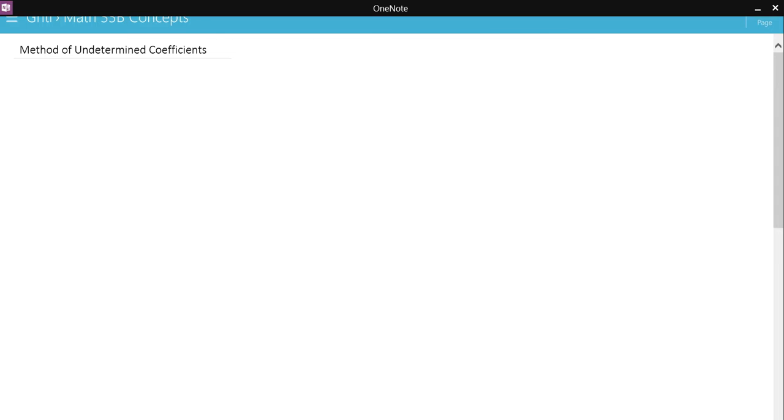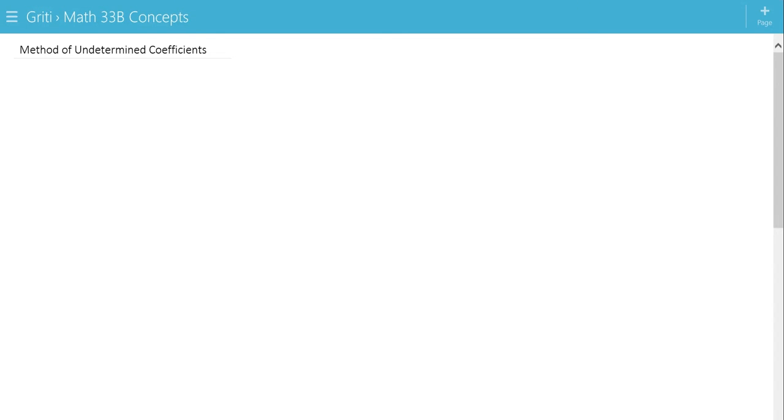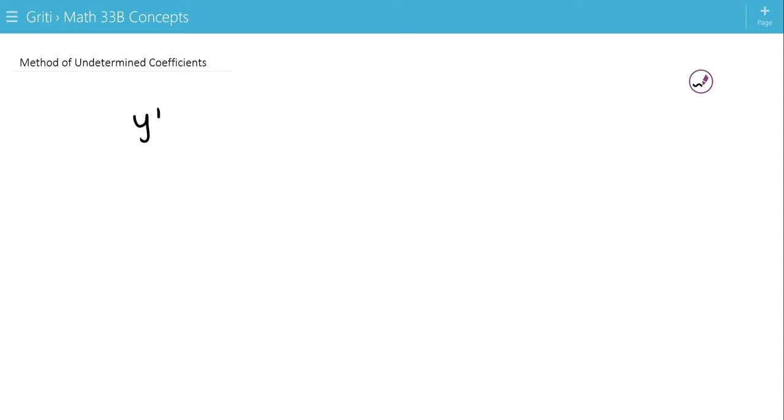The concept video for the method of undetermined coefficients. So this method is used when trying to solve inhomogeneous second-order differential equations. So that's going to be an equation in the form y double prime plus py prime plus qy equals some f of t. So we're trying to find the solution to this equation.